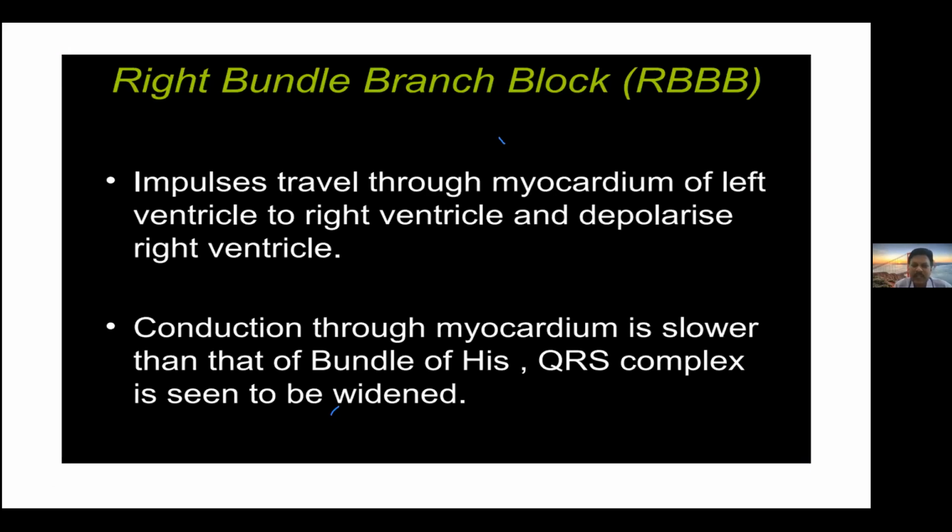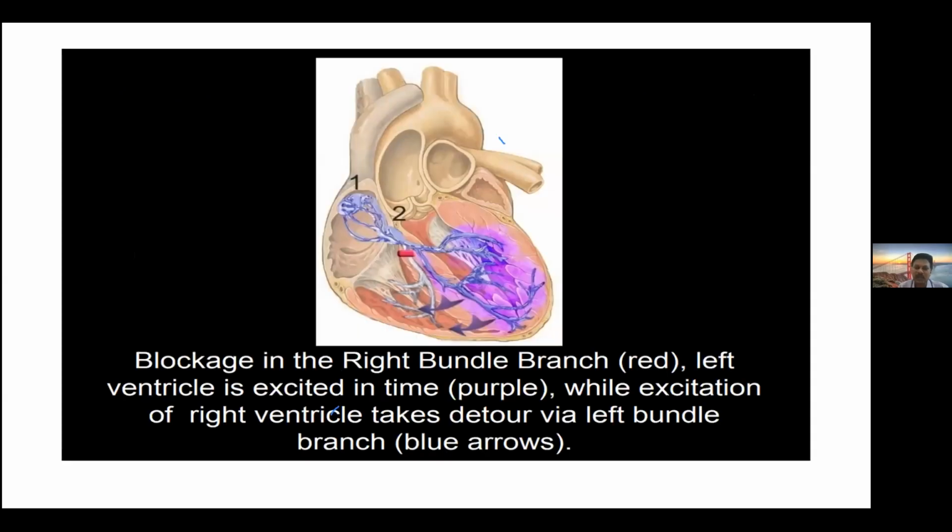So the right bundle branch impulses travel through the myocardium of the left ventricle to the right ventricle and depolarize the right ventricle, not by the conduction system, but by the adjacent myocardium, so that the QRS complex is wider. You call it the terminal delay, it is not the initial delay, so that the QRS complex is wide. In V1 you see a tall R wave, so RSR pattern. So here is the more diagrammatic picture of what we are seeing.